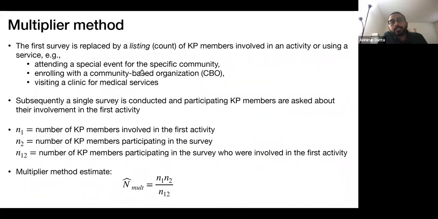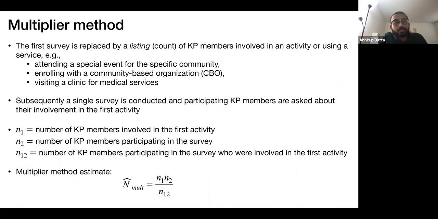And then a single survey is conducted, in which the members are asked about their involvement in the first activity. So if it was a rainbow night, when the second survey is conducted, the members are asked if they participated in the rainbow night. From that, you get both N2, the number of members participating in the survey, and N12, the number of members in the survey who also attended Rainbow Night. And of course, from the log of the Rainbow Night register, you can also get the total number of members who attended the Rainbow Night.